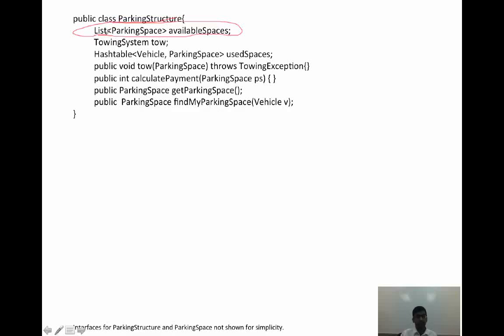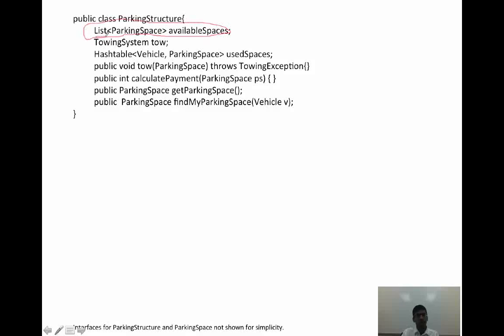And once a vehicle is parked, I try to keep a mapping of my used spaces, just so that whenever somebody comes over and tries to remove their vehicle, I could identify that parking space, unpark the vehicle, and then add it to my available spaces. And these are all some generic methods my parking structure provides. So this would be a parking structure at a high level. And note that when I say parking space, I'm using the abstract class parking space.